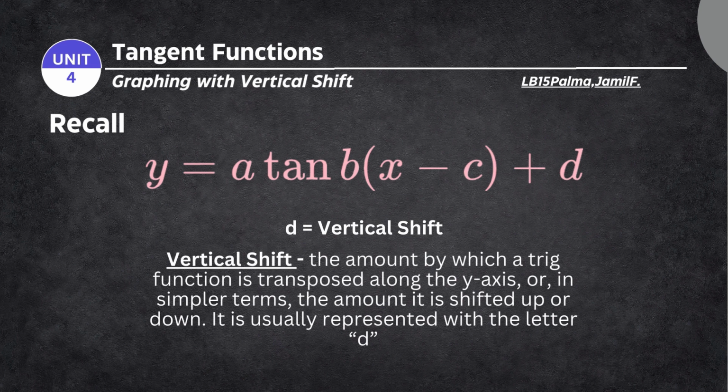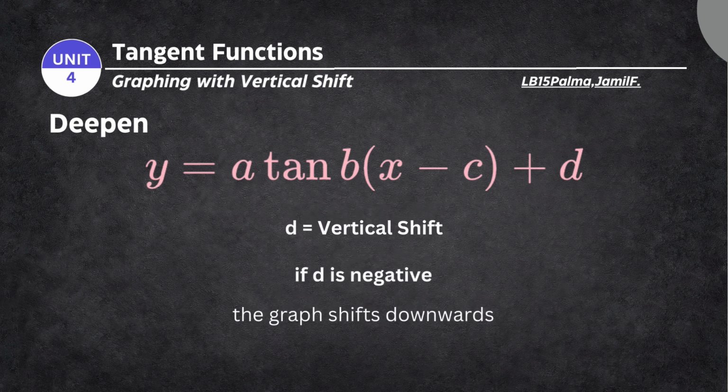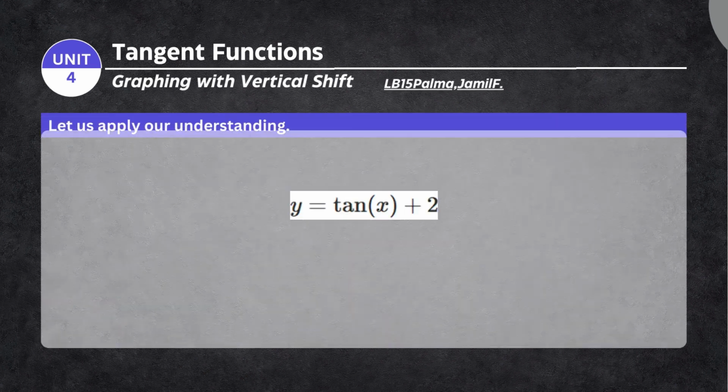So what is the vertical shift? The vertical shift is the amount by which a trigonometric function is transposed along the y-axis, or in simpler terms, the amount it is shifted up or down. It is usually represented with the letter d. If d is positive, the graph shifts upward. If d is negative, the graph shifts downwards.